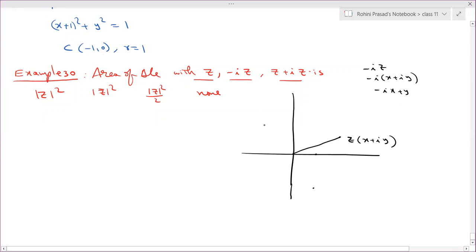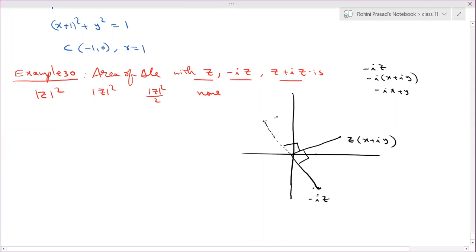Basically iz means it is a rotation of that. One of the previous problems we saw, if you multiply with i, it will be rotated by 90 degrees. And if you multiply with minus, it will be reflected through the origin. So then it will come like this. So these two are of the same magnitude. This is 90 degrees and this is reflection. So this will be 90 degrees. So this will be the minus iz, and the sum of z and iz. z is here and iz is here.